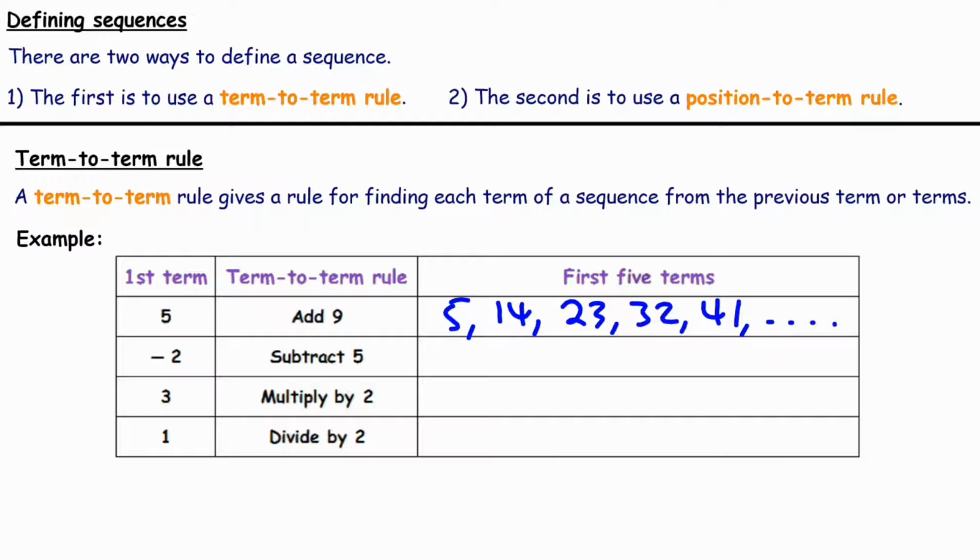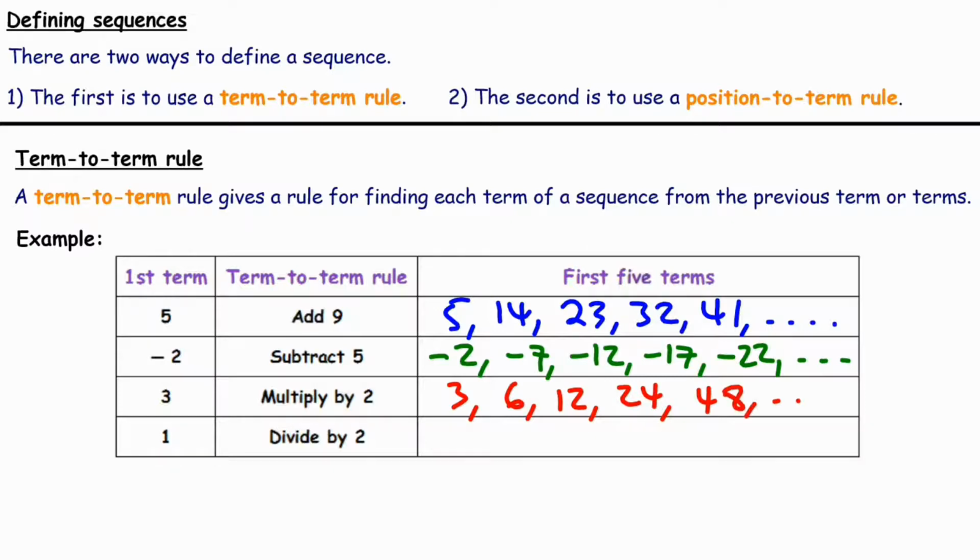In the next example, we have negative 2. You subtract 5. So negative 2 minus 5 is negative 7. Minus 5, you have negative 12. Minus 5, you have negative 17. Minus 5, you have negative 22, and so on. The next term-to-term rule is multiply by 2, and the first term is 3. So you start at 3, multiply by 2, you have 6, multiply by 2, you have 12, multiply by 2, you have 24, multiply by 2, you have 48, and so on.